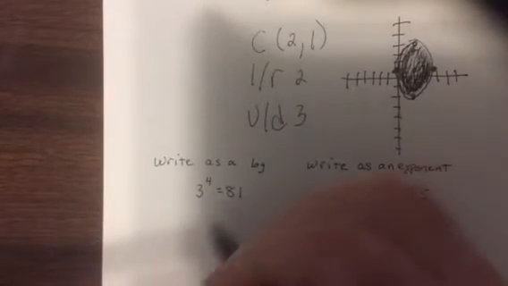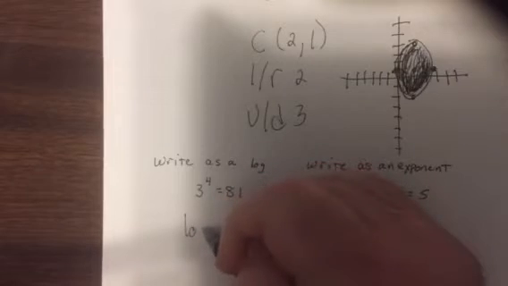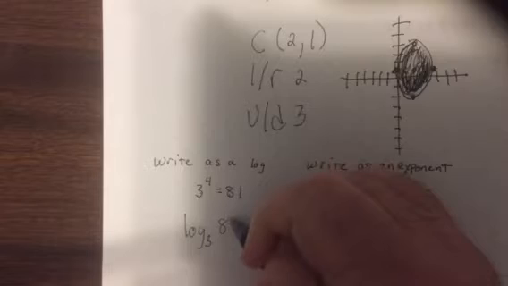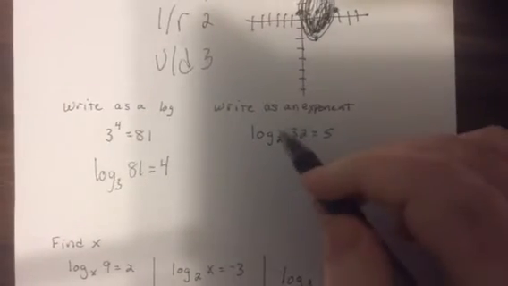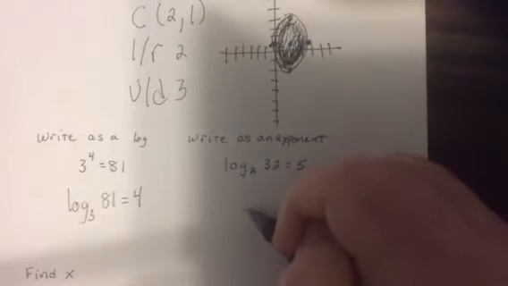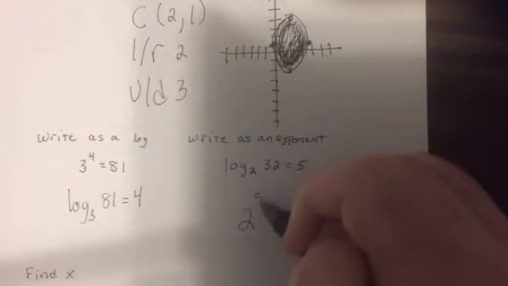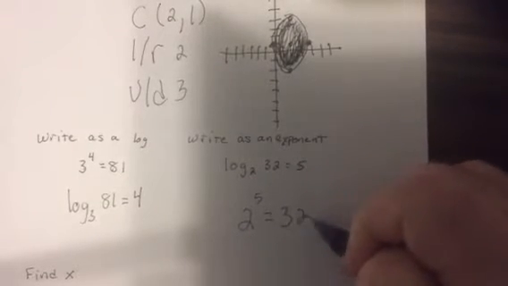Write as a log, so it'd be log base 3 of 81 is 4. Write as an exponent, so it'd be 2 to the 5th is 32.